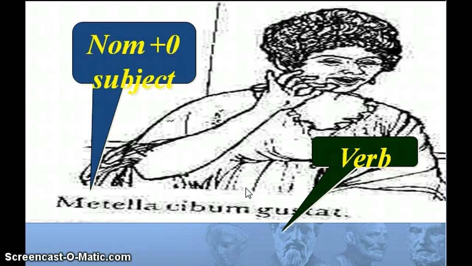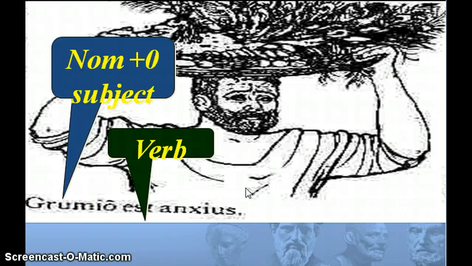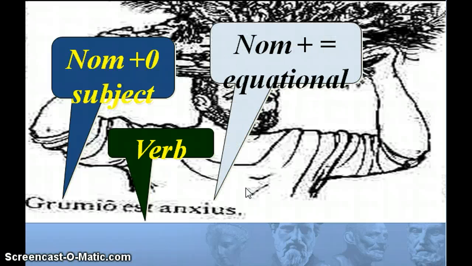There's your verb gustat. Who's doing the gustating? It's metella. She's doing the tasting. What's she tasting? The object phrase. The object phrase is accusative. What's the verb? Est. Who's doing the esting? Who's being? Grumio. Oh, remember the equal sign? So we have a subject phrase there. We need an equational phrase there. So your verb is equating when you have est or any form thereof.